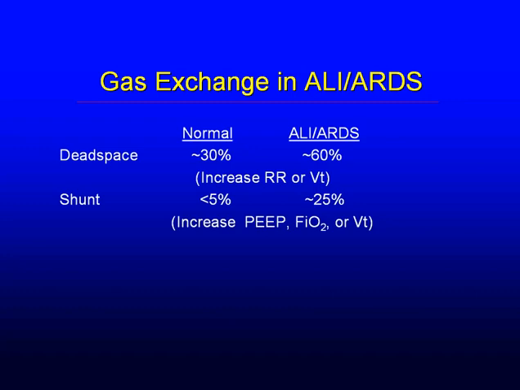Also, our patients have severe abnormalities of oxygenation due primarily to shunt and low VQ regions in the lung. To compensate for that, we use PEEP and increase the fraction of inspired oxygen, but also we sometimes think to increase the tidal volume. So why have we traditionally increased the tidal volume?